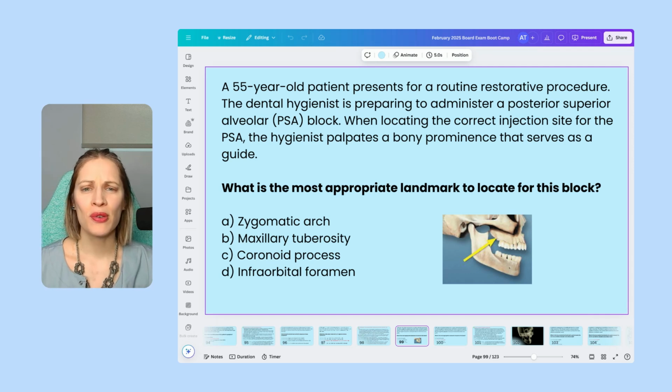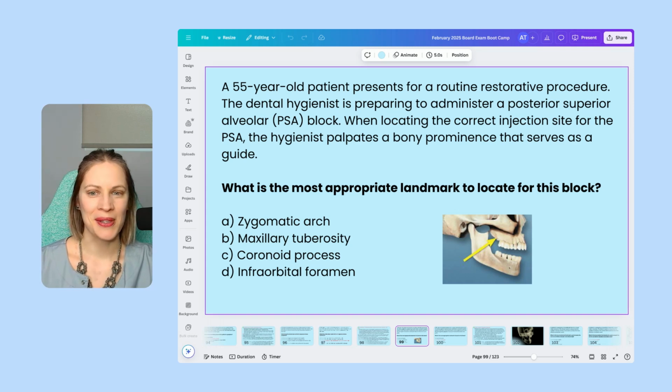A 55-year-old patient presents for a routine restorative procedure. The dental hygienist is preparing to administer a posterior superior alveolar PSA block. When locating the correct injection site for the PSA, the hygienist palpates a bony prominence that serves as a guide. What is the most appropriate landmark to locate for this block? I'll give you guys a second to think about it, but if you need more time, just pause the video because I'll be going right into the answer.